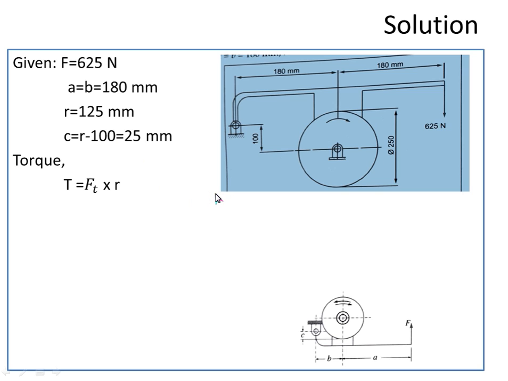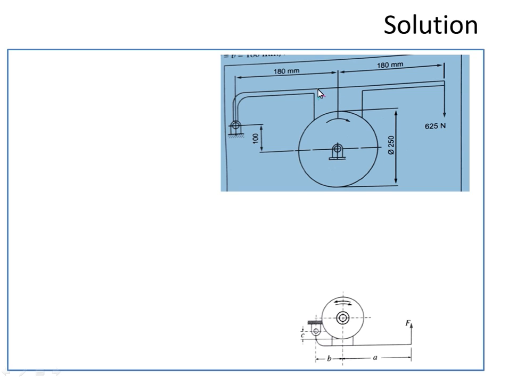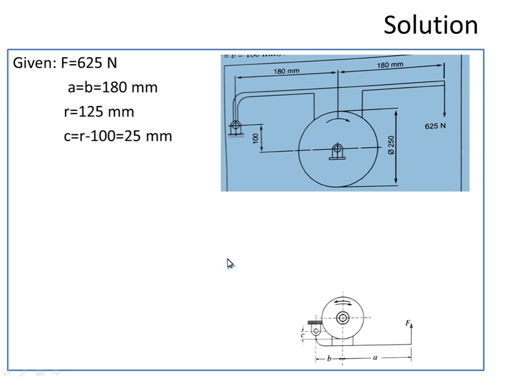And first, if you want to calculate the torque, as you can see he has asked for the torque that might be resisted by the brake. It has to stop by the block here, so it has to carry that torque. What is the torque generated by the brake drum? The torque is given by the tangential force Ft into R, where R is the radius of the drum. Ft is not given, so we need to calculate it.